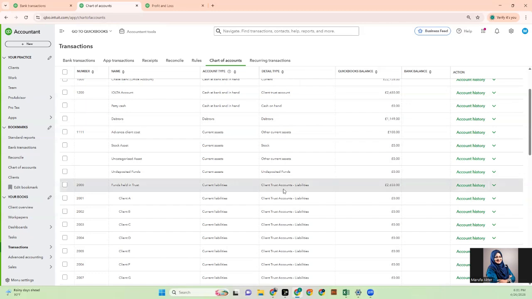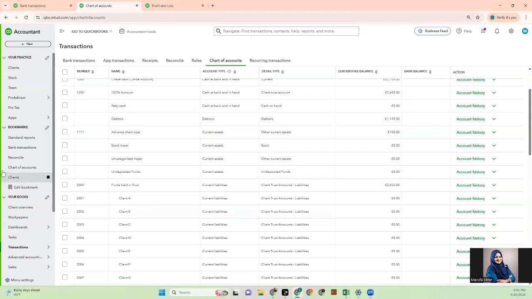Mistake number 2: using the wrong client sub-account. You are paying a filing fee for Sarah Martinez, but you accidentally categorized it to John Smith's trust or any other client trust account. Now, Sarah's balance is $350 too high and John's balance is $350 too low. You have used John's money to pay Sarah's expense. That is misappropriation. Always double check the client name before saving.